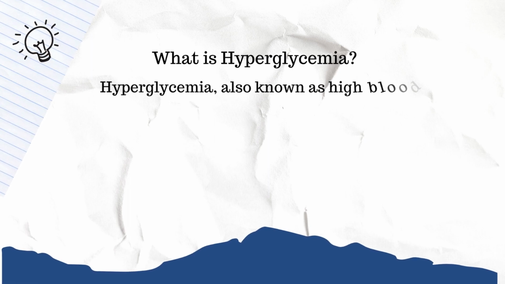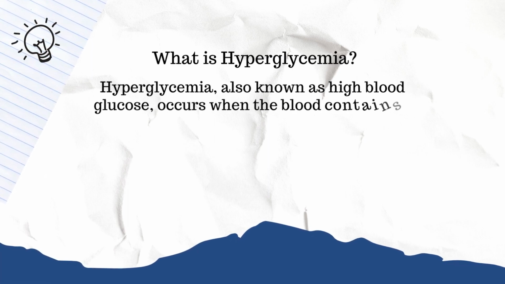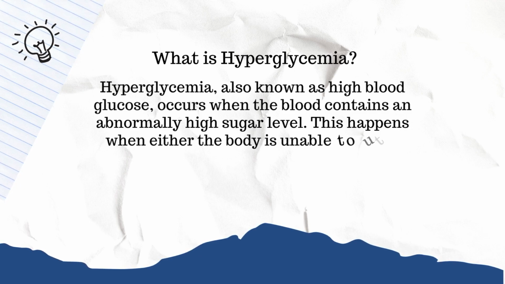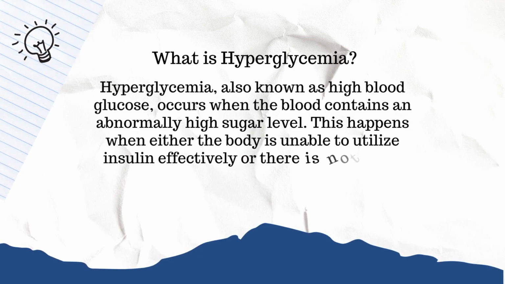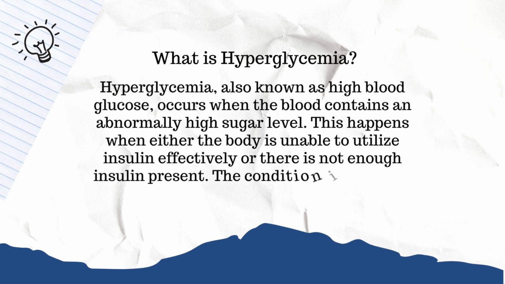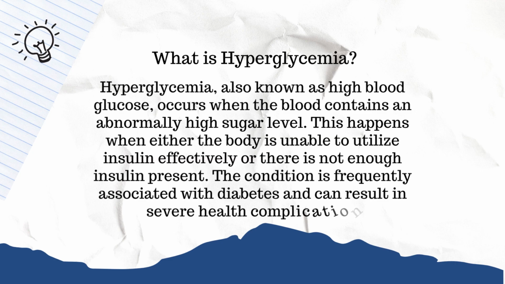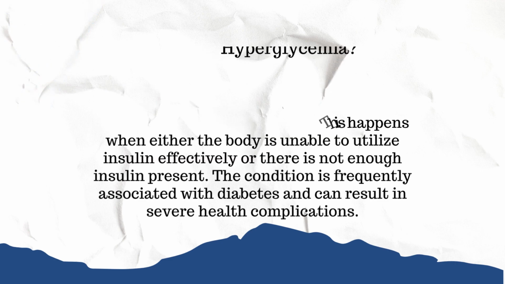Hyperglycemia, also known as high blood glucose, occurs when the blood contains an abnormally high sugar level. This happens when either the body is unable to utilize insulin effectively or there is not enough insulin present. The condition is frequently associated with diabetes and can result in severe health complications.